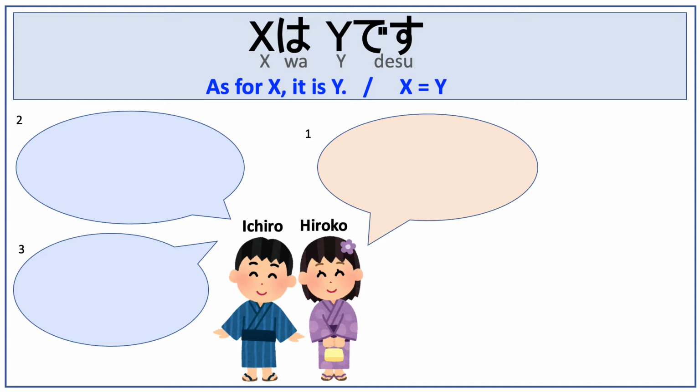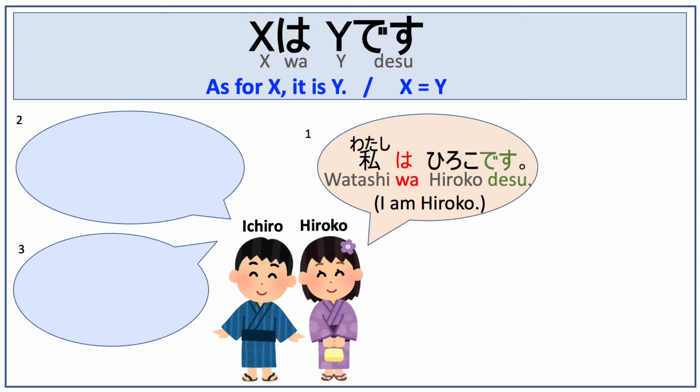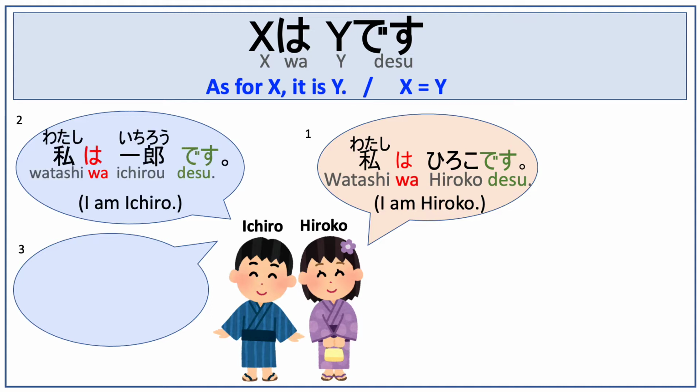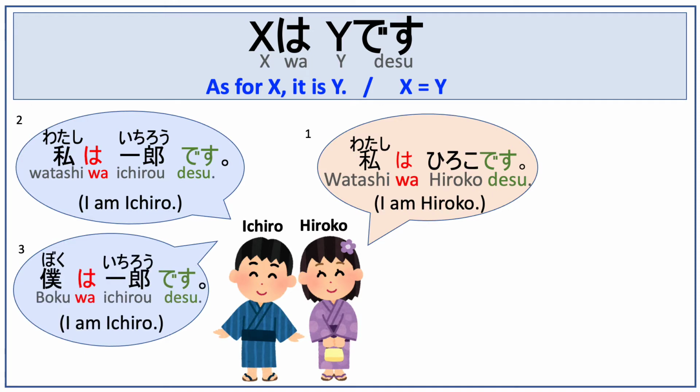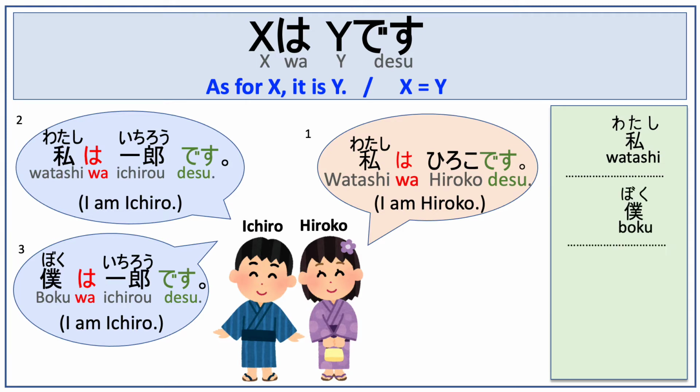For example, the girl's name is Hiroko. She would introduce herself saying, Watashi wa Hiroko desu. The boy's name is Ichiro. He would introduce himself saying, Watashi wa Ichiro desu. Or, Boku wa Ichiro desu. Both watashi and boku mean I. Watashi is gender neutral. Boku generally is only used by men or young boys.